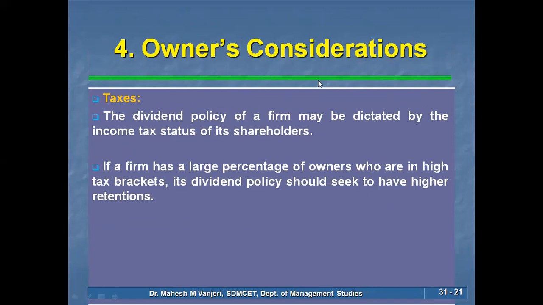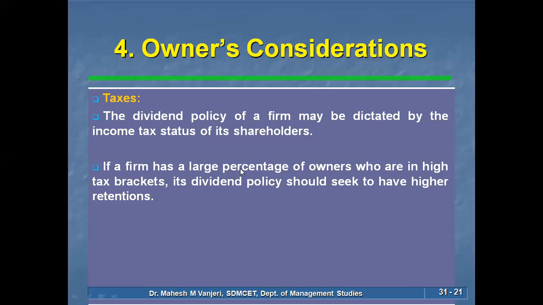So when we talk about owner's considerations, taxes are the first thing that comes into the picture. A dividend policy of a firm may be dictated by the income tax status of its shareholders. When people or corporates invest in equity shares of a company, when they become equity shareholders, these companies gather information about their investors, so they can know the income tax status of its shareholders. If a firm has a large percentage of owners, meaning equity shareholders, who are in high tax brackets, its dividend policy would seek to have higher retentions, because if more dividend is paid, the equity shareholders have to pay more taxes.